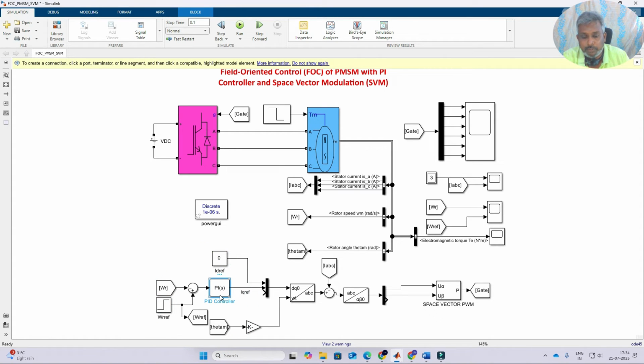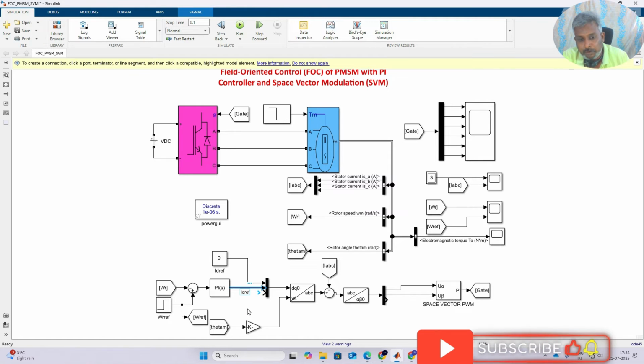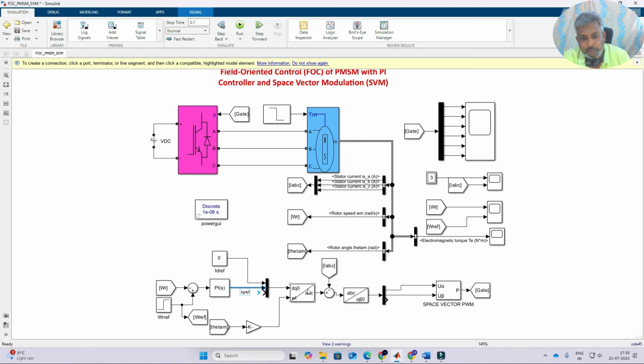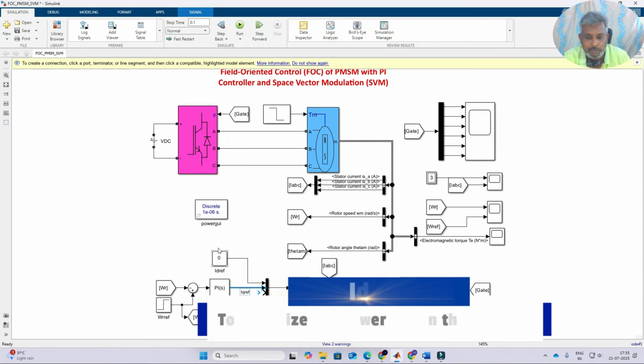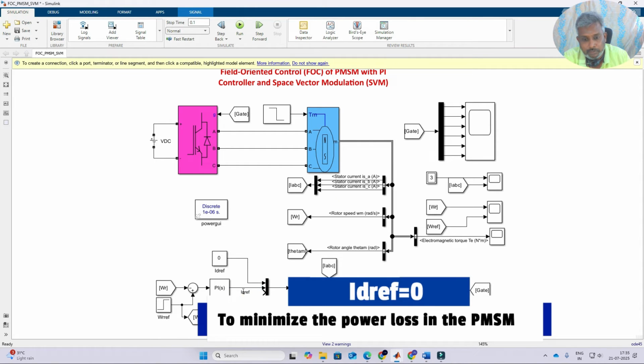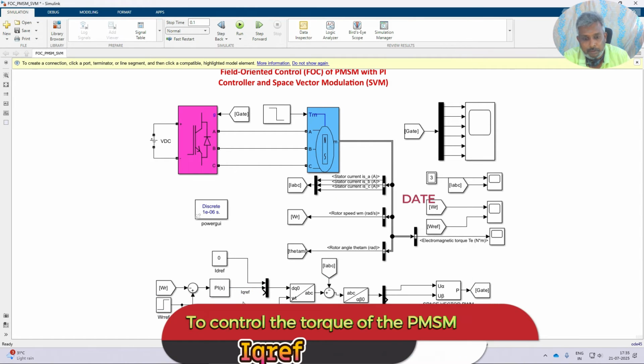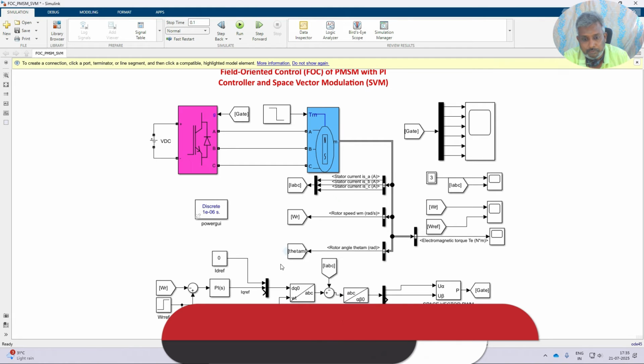This PI controller will generate the reference signal, which is nothing but the IQ reference. This IQ reference is going to be converted into ABC form. In order to convert, the ID reference, as I already told, will be 0 to minimize the power loss in the PMSM. The IQ reference will control the torque of the PMSM.